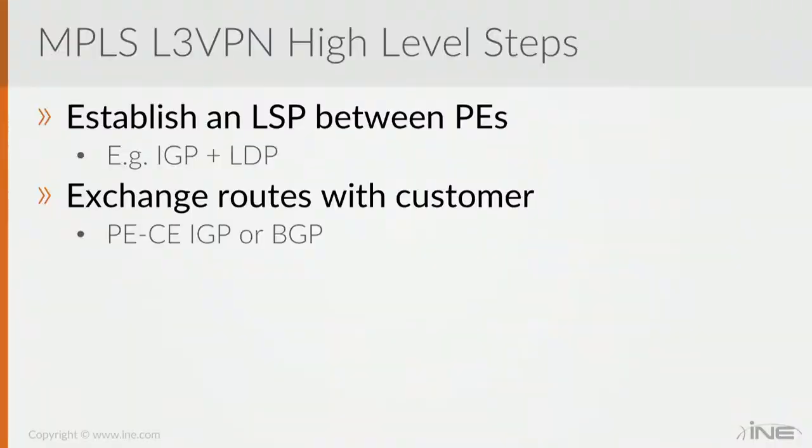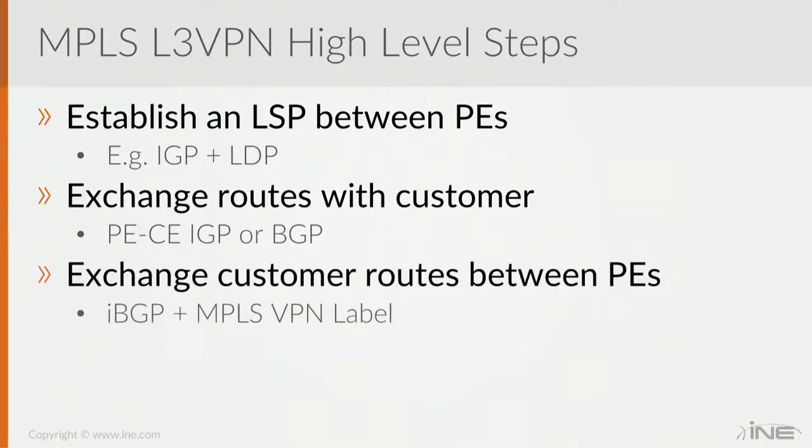Now, once we've accomplished that, we then need to take these routes and exchange them between the PE routers within the MPLS network. So this means that we're going to be running iBGP, and we're also going to be advertising an MPLS VPN label for these routes, or more specifically, we're going to be running the VPN version 4 address family between the PEs.